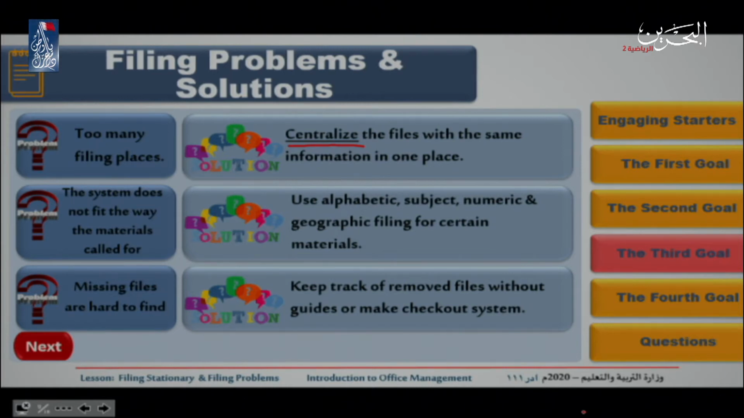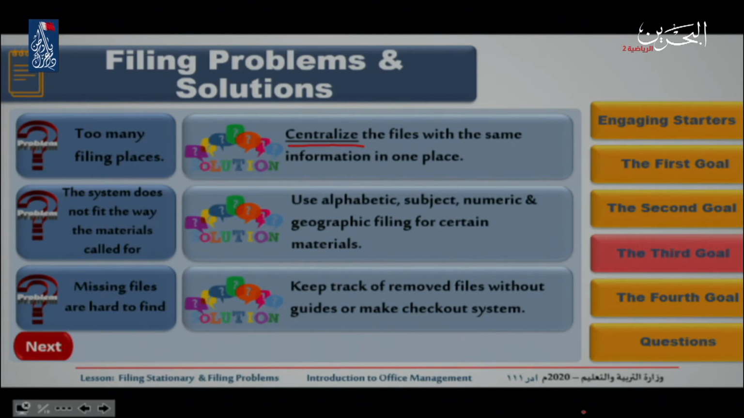The second problem is the system does not fit the way the materials are called for. The way that I'm making my files, organizing them, is not fitting how my work is done. So I have to use alphabetical, or subject, or numerical, or geographical, depending on what fits my way.